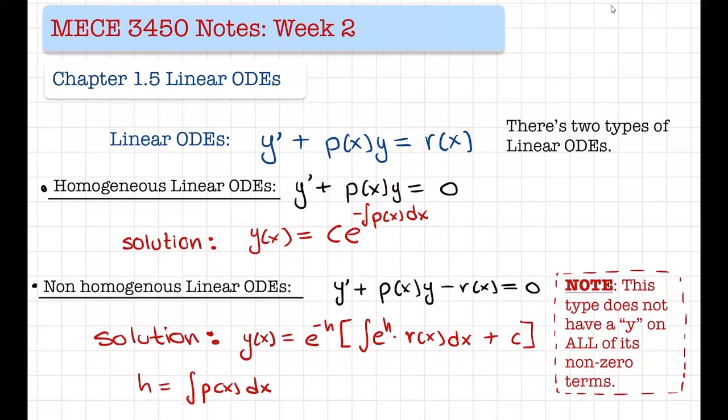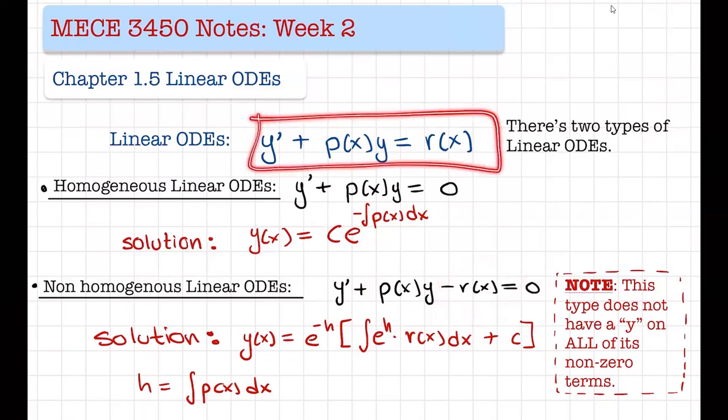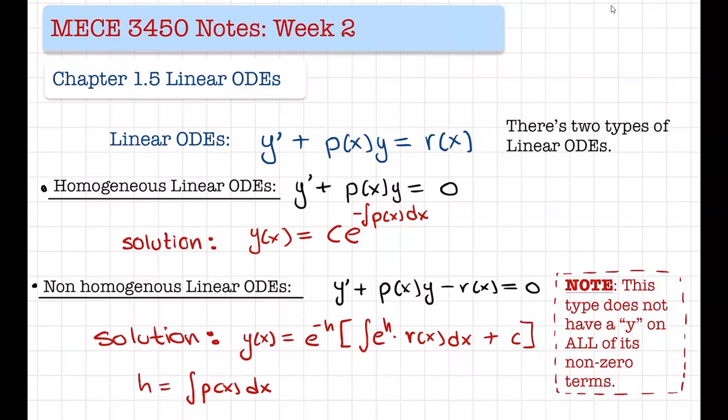Now, the second type is the non-homogeneous linear ODEs. In this one, you can see that not all of the components have a y. This is a y, this p of x has a y, but this r of x does not. This is an example of a non-homogeneous one. You can see the r of x is on this side, but you can pass it to the other side, it doesn't really make a difference. So now we have two terms, p of x and r of x, but one of them is missing a y. It does not have a y on its non-zero terms.